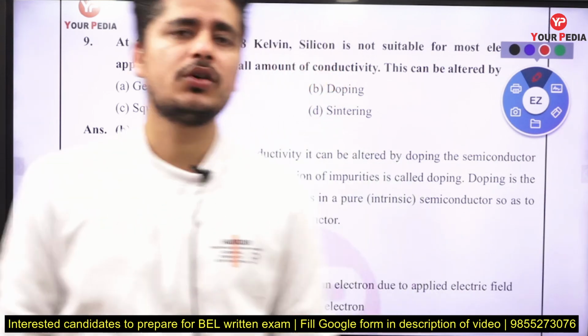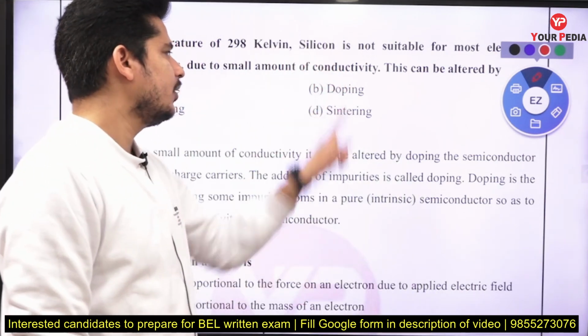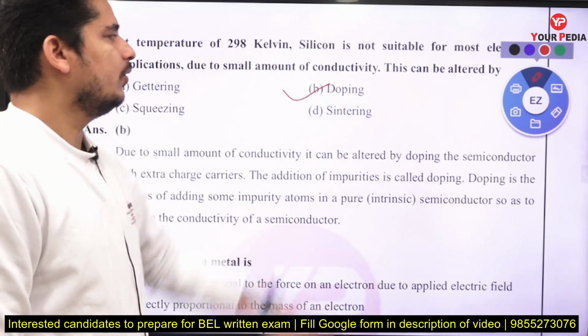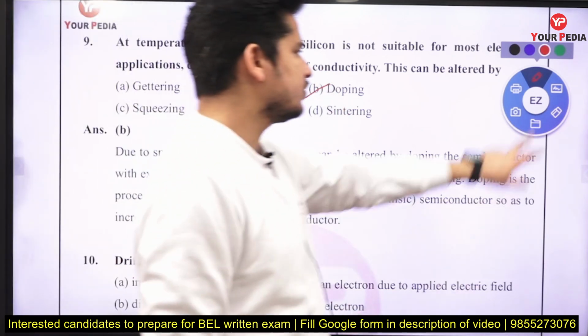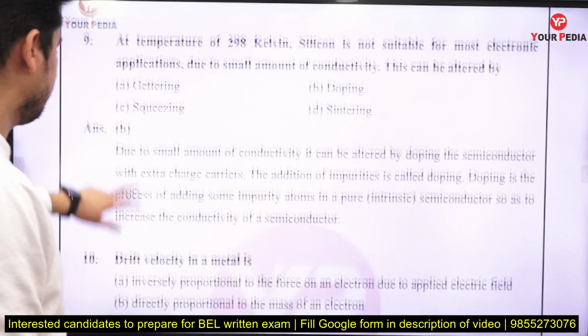The other way that we found is called doping. Doping is the other way to increase the conductivity. Understood that thing? So basically we can use doping to increase the conductivity.